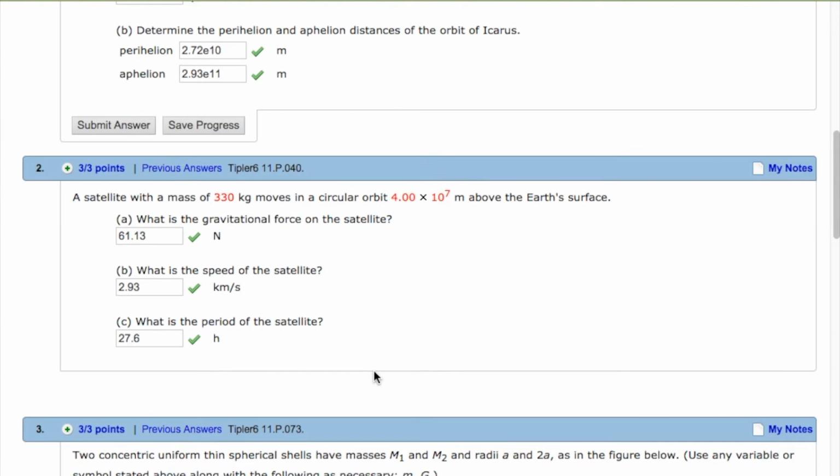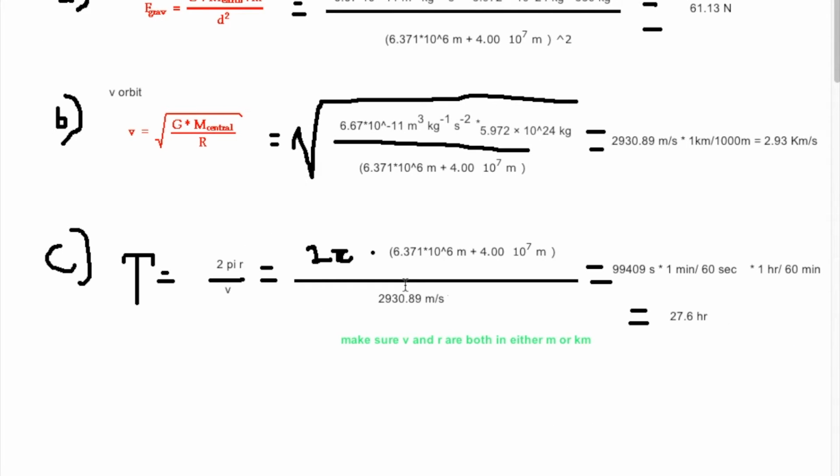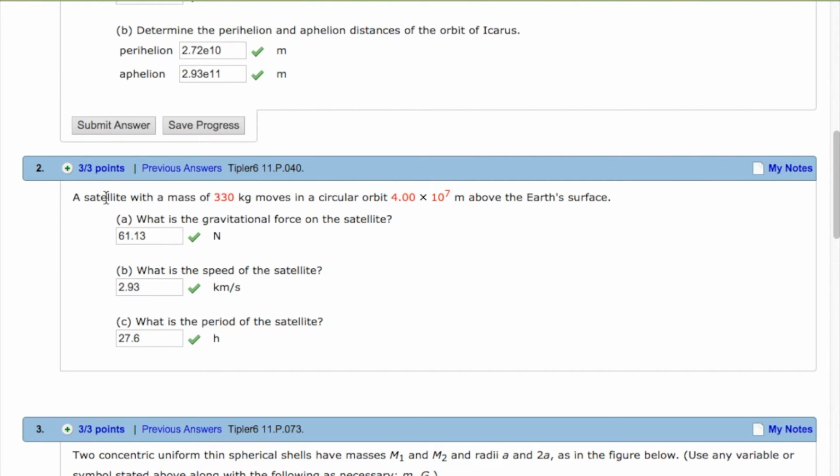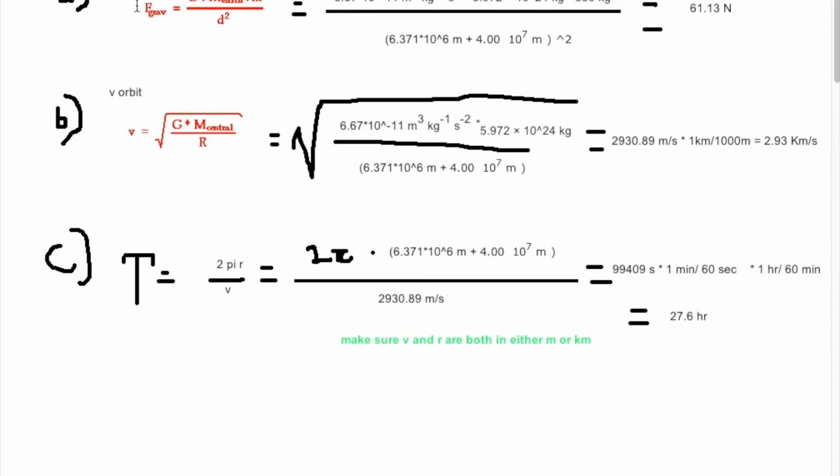Okay, number 2. Problems 1 and 5, I did these in different things. A satellite with mass 330 kg moves in a circular orbit of this many meters above the Earth's surface. What is the gravitational force on the satellite? So, there's a gravitational force formula right here. Fg, gravitational, equals G times the mass of the Earth times the mass of the object divided by the distance squared. So, that's very easy.